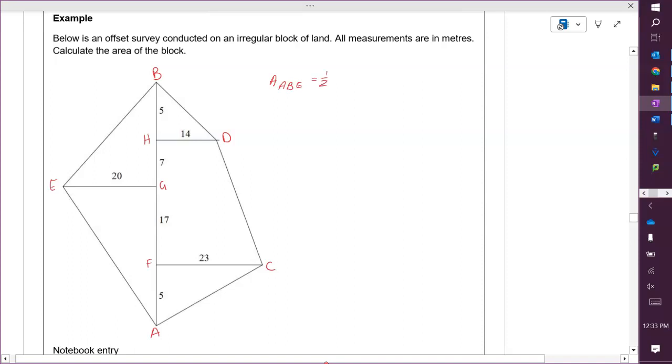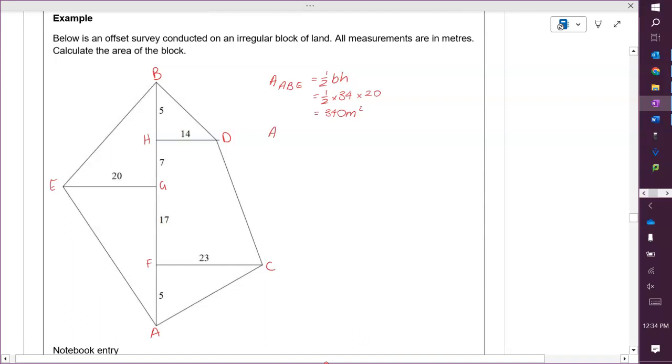Okay, we know it's a triangle. We looked at area last lesson, so a half BH, half times the base. So my base here, if I'm working my way up, I have 5 plus 17 plus 7 plus 5, which gives us 34. And the height of my triangle here is 20. That gives us 340 metres squared. So I've found the area of that left-hand triangle.